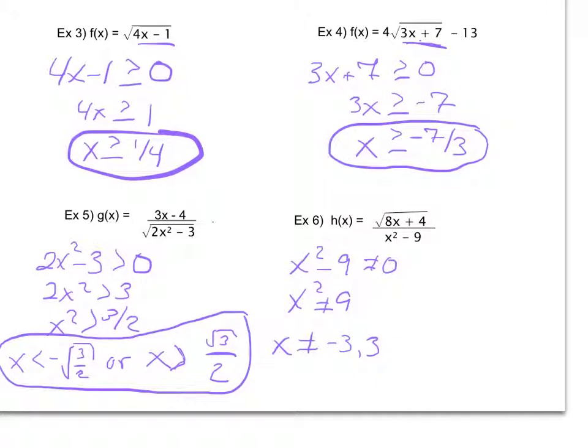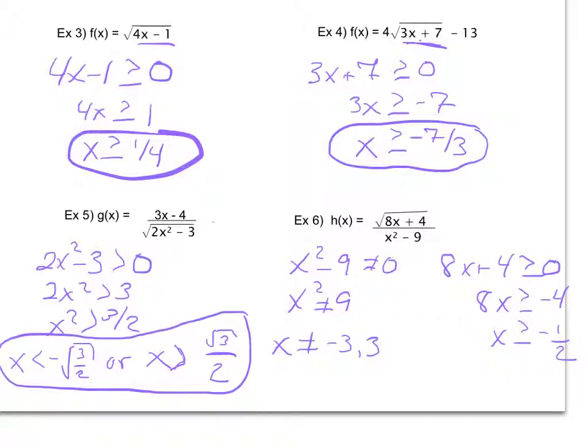And on my radical, I say, well, that means that 8x plus 4 has to be greater than or equal to 0. I'm not in the denominator, so I can be equal to 0 again. Which means 8x has to be greater than or equal to negative 4. And x has to be greater than or equal to negative 4 over 8. 4 over 8 is 1/2. Well, here's the deal. If x has to be greater than or equal to negative 1/2, doesn't that automatically mean it can't be negative 3?